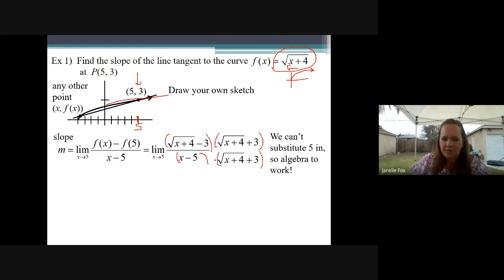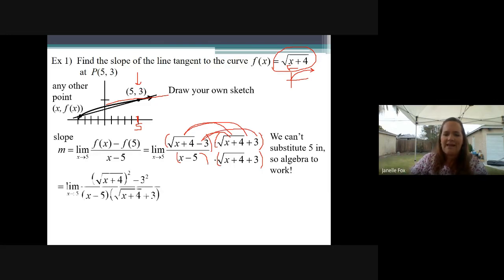We technically have a binomial times a binomial. So when you do rad x plus 4 times rad x plus 4, that just becomes rad x plus 4 squared, which just becomes x plus 4. Okay. When I do the rad x plus 4 times the 3, and then this negative 3 times the rad x plus 4, I get the positive version and a negative version. So those are going to cancel. And then the last thing I want to do is this negative 3 times the positive 3, and I get a negative 9. Okay.